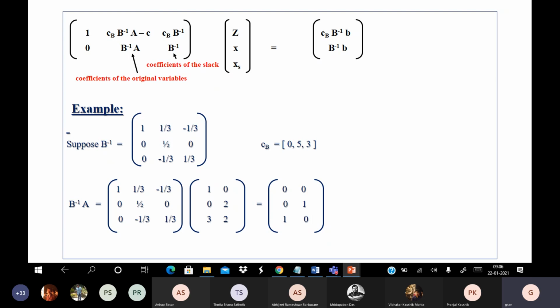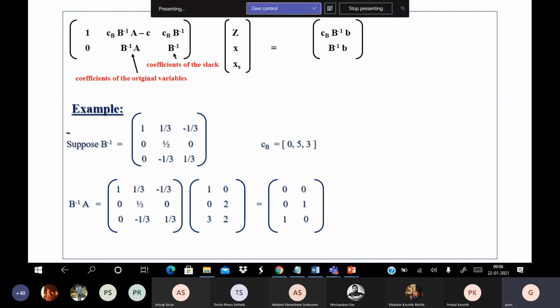What are these expressions: 1, 0, CB B inverse A minus c, CB B inverse, and B inverse b? First of all, what is capital A? It is the original matrix which we started with.